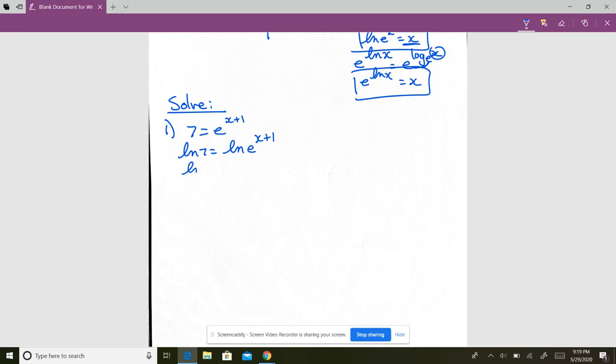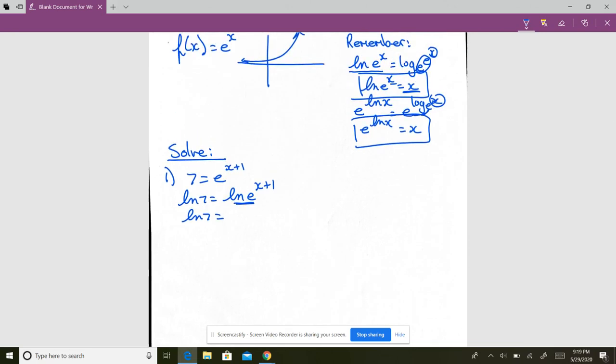When you do that, natural log of 7, some number. This property, we just said it becomes whatever the exponent is. This just becomes x plus 1. So the natural log of 7 minus 1 is equal to x. I don't know what that is, I think it's 0.946 approximately.